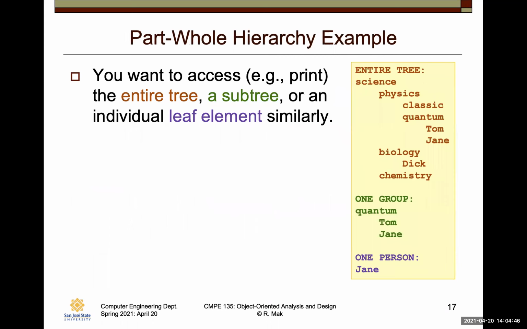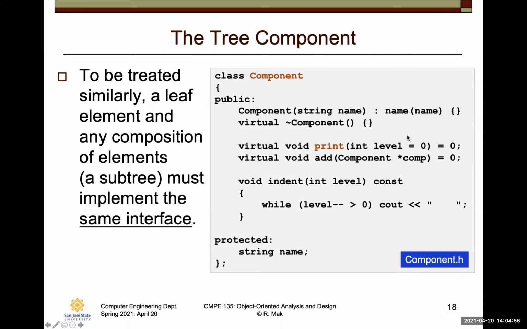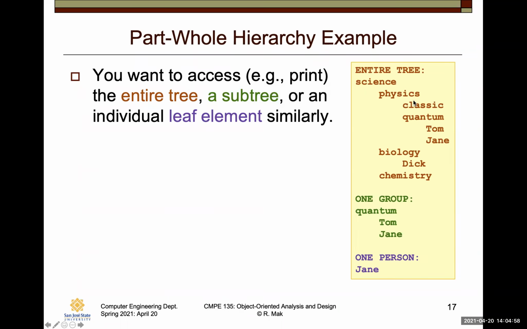All right, so here is a tree. We have a science, and science is made up of physics, biology, and chemistry. Physics itself is made up of classic and quantum, and if you keep drilling down, you'll see that there are names. Quantum has Tom and Jane working in quantum physics, and biology has Dick working in biology. The red here is the entire tree.